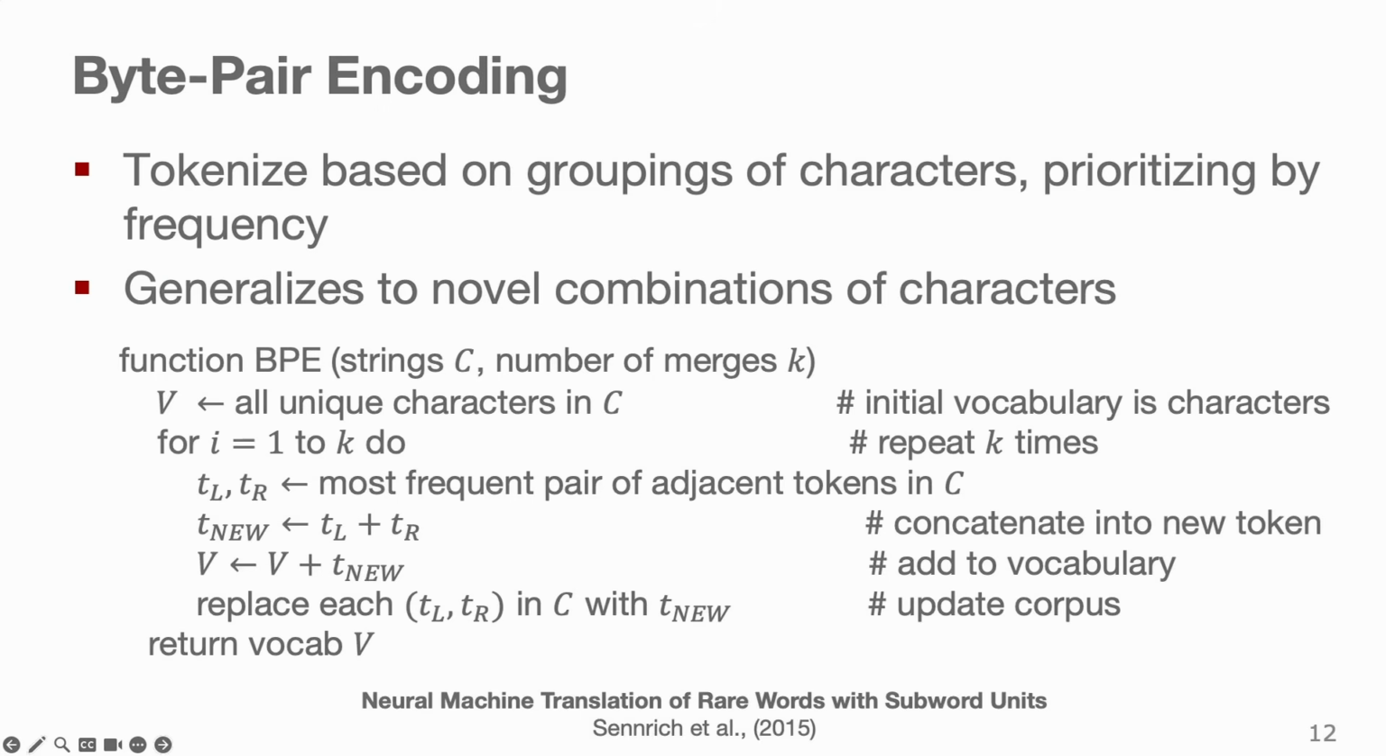Typically we use an algorithm called byte pair encoding, or BPE, which is essentially a bottoms-up clustering approach for text. The logic is very simple. As you see in the pseudocode here, you start with the most basic building blocks, all unique characters in your data set, and then you iteratively look for the most frequent pairs of adjacent tokens and merge them into a single new token. And you repeat this k times until you've built a vocabulary of the size you want.